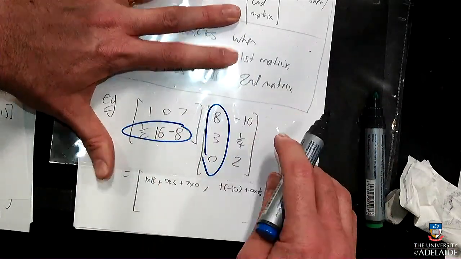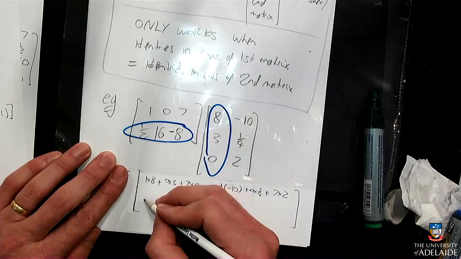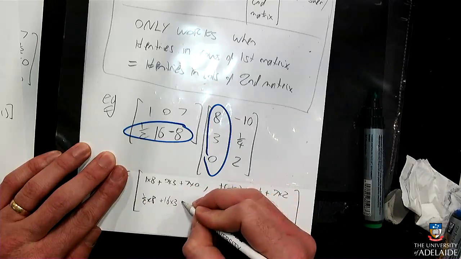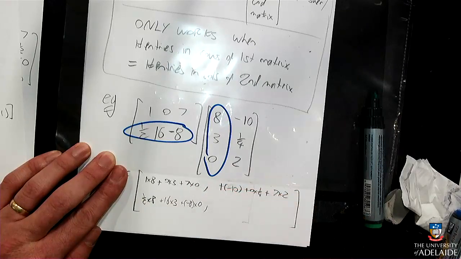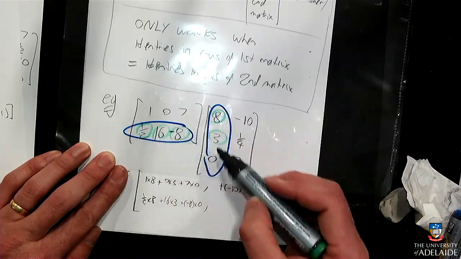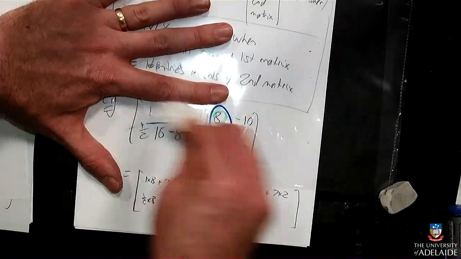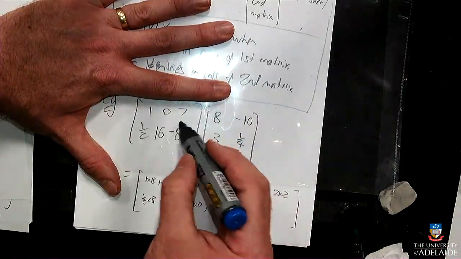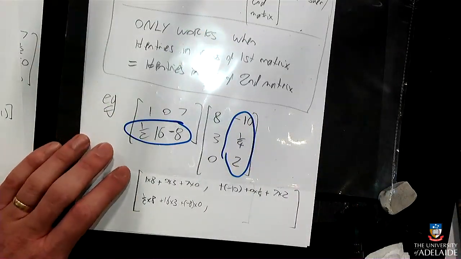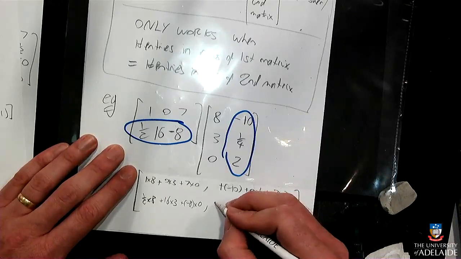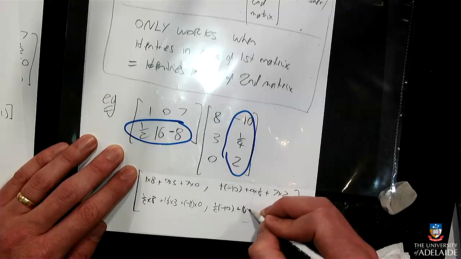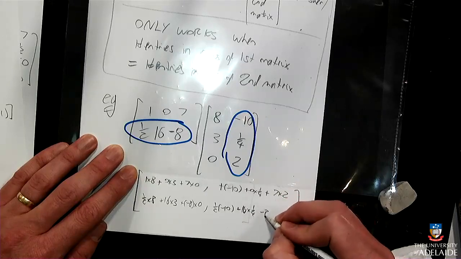And first I'll do it with the first column. So 1/2 times 8 plus 16 times 3 plus minus 8 times 0. So I just shortcutted that. I did 1/2 times 8, 16 times 3, minus 8 times 0. And I'm still in the bottom row, and I'll move this over to the next column. So I have 1/2 times minus 10 plus 16 times a quarter minus 8 times 2.